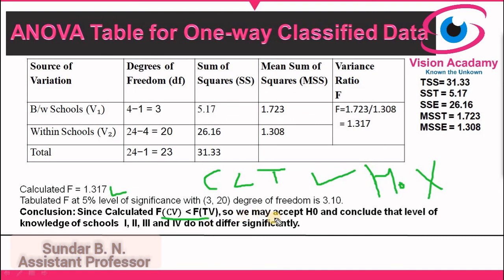So we may say that we have to accept the null hypothesis and conclude that the level of knowledge of schools 1, 2, 3 and 4 do not significantly differ. So our null hypothesis is mu1, mu2, mu3 and mu4 do not differ significantly, and our alternative hypothesis is mu1 not equal to mu2 not equal to mu3 not equal to mu4. So when we accept null hypothesis, we have to accept that claim. So the claim is there is no significant difference between four schools. Since we have accepted the null hypothesis, we can say there is no significant difference between four schools.